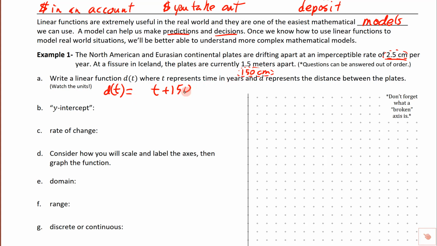If you figured out 150 has to go here, that means the 2.5 has to go here. And here's another reason why that 2.5 has to go there. This is 2.5 centimeters per year.